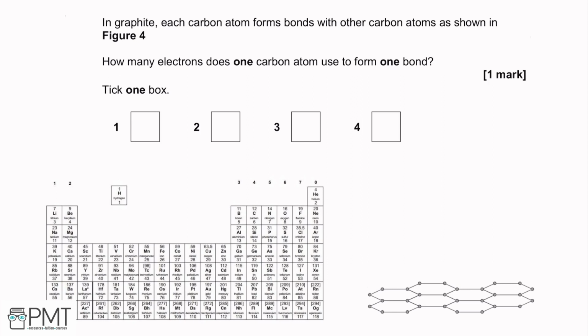In graphite, each carbon atom forms bonds with other carbon atoms as shown in figure 4. How many electrons does 1 carbon atom use to form 1 bond? So let's think about what we know about carbon. If we look on the periodic table, we are able to find carbon and see that it's in group 4. So what this tells us is that carbon has 4 electrons in its outer shell.